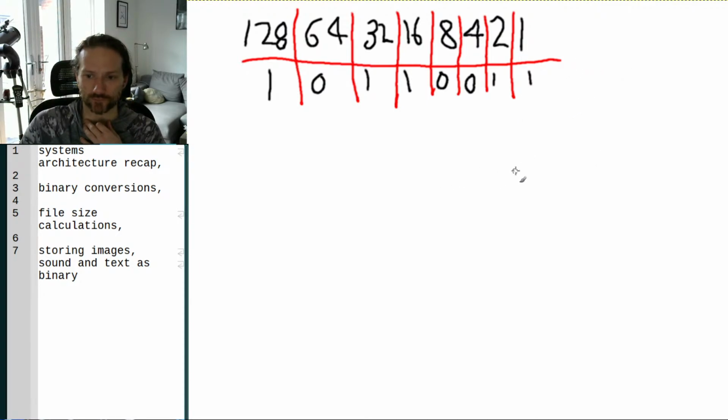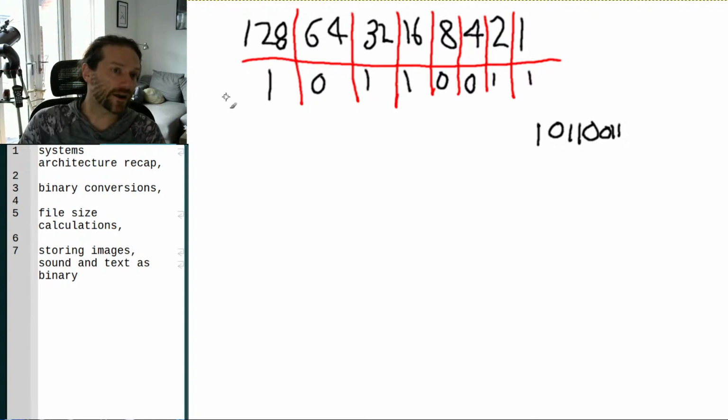If I just write that down so you can see what it would actually look like without this framework in there: 1 0 1 1 0 0 1 1. It's almost guaranteed you will get a question that says take this binary number and convert it to denary. Very, very easy to do.